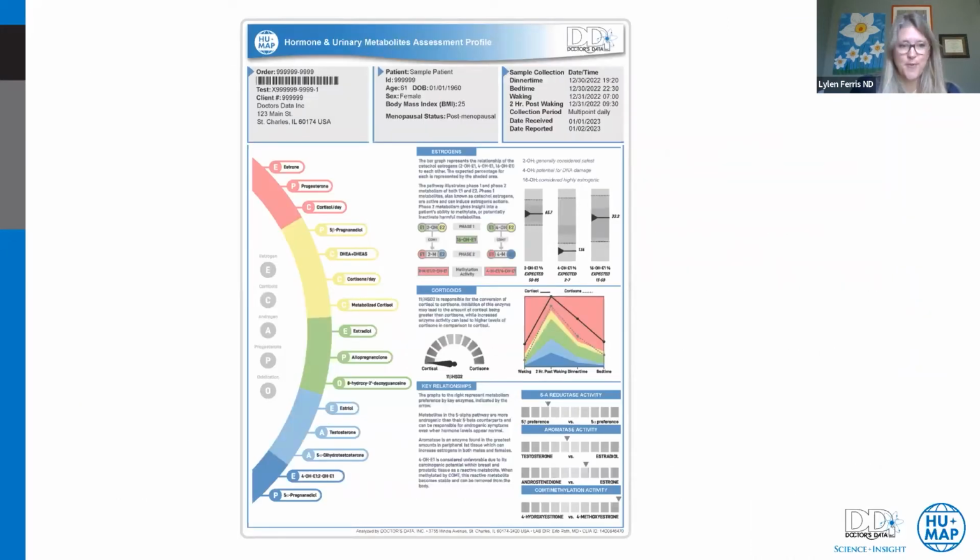So here is the first page of the HuMap profile. This is what we call our summary page. I know it might look a little busy, but this is because we wanted to provide you with the most relevant markers on page 1.